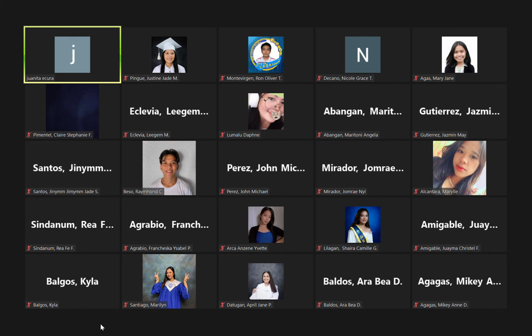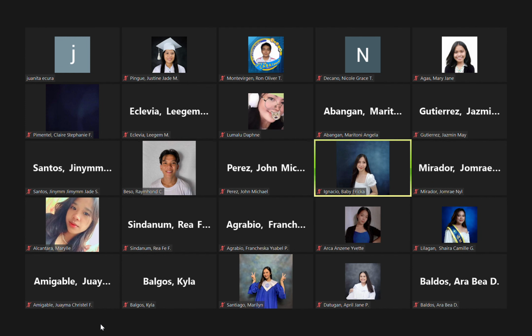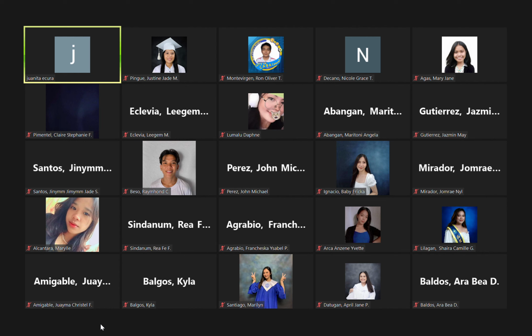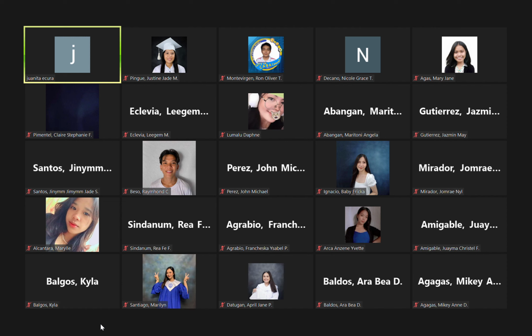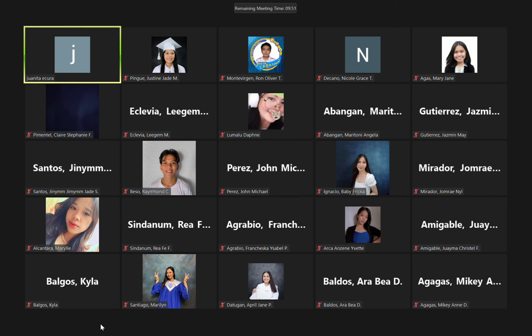Magkano actual labor rate? 5.5 po. Okay, 5.5. Compute the rate variance. So ano na naman ang formula? Actual rate, 5.5 minus standard rate, 6 pesos multiplied by the actual hours. Ilan? 19,125 favorable po. Okay, favorable.